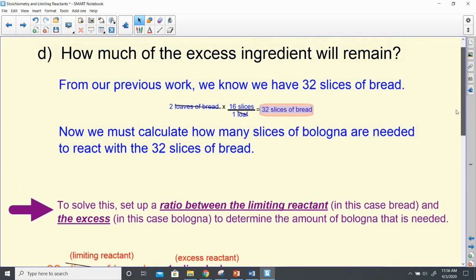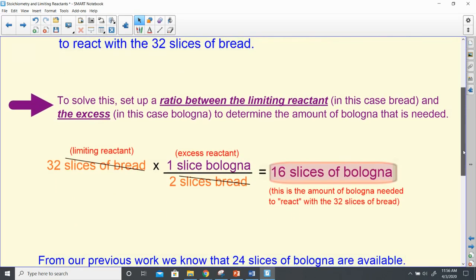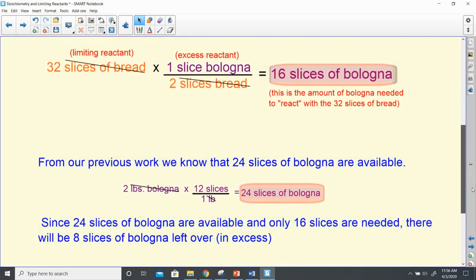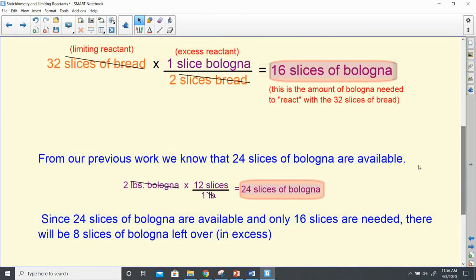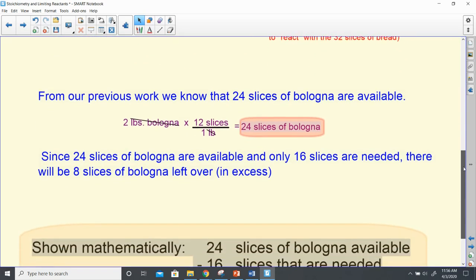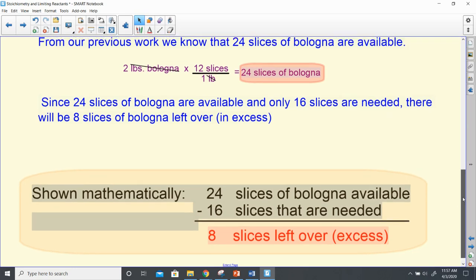The question was, how much of the excess is going to remain? You probably already know, you've done this in your head, but I just want to show you mathematically. From our previous work, we know we have 24 slices of bologna available to us. The calculation we just went over indicates we need 16 slices of bologna to react with 32 slices of bread. Once all the bread is consumed, we don't need any more bologna. We just need 16 slices. So if we have 24 slices of bologna available and we only need 16 slices for the reaction, then we will have 8 slices of bologna, the excess reactant, left over.